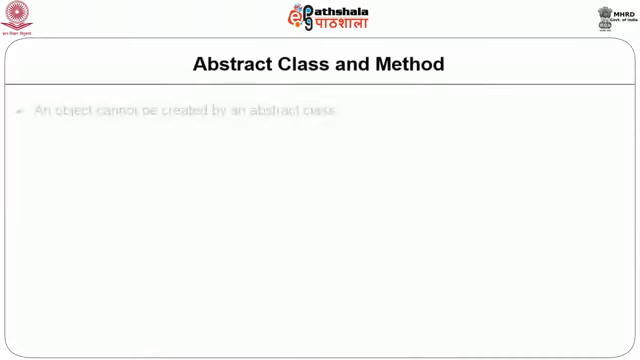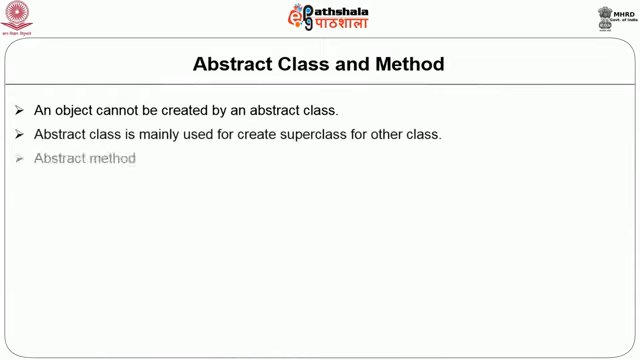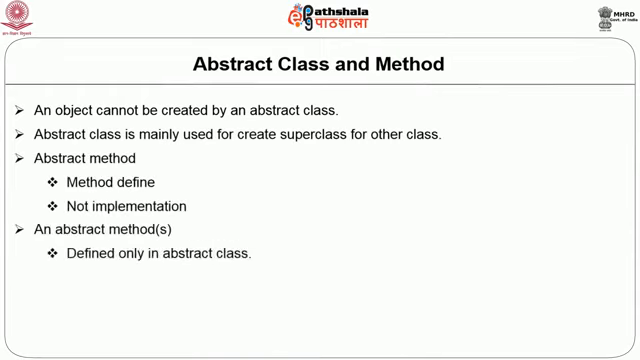So let's start with abstract class. An abstract class is a class which cannot be used to create an object. Means you cannot create an object from an abstract class, but the abstract class is used to create a superclass. So any class can inherit that superclass. The abstract class is not used to create a class object, but the class which inherits this class can be used to create an object.